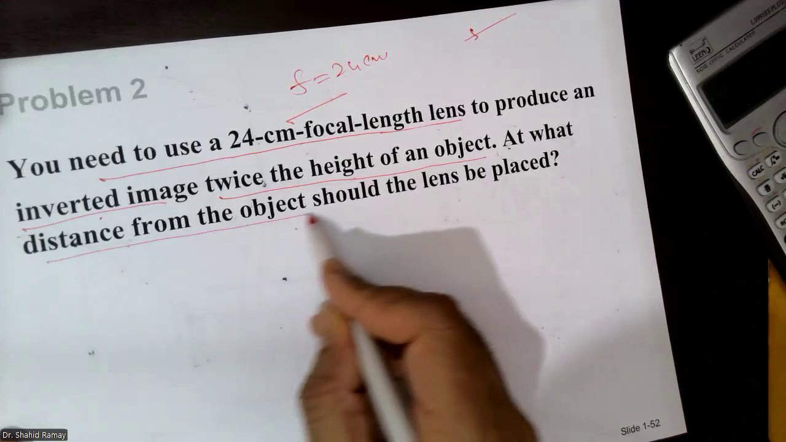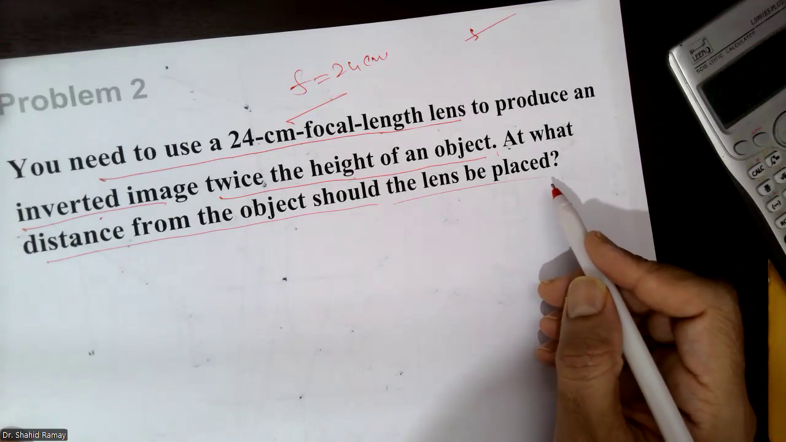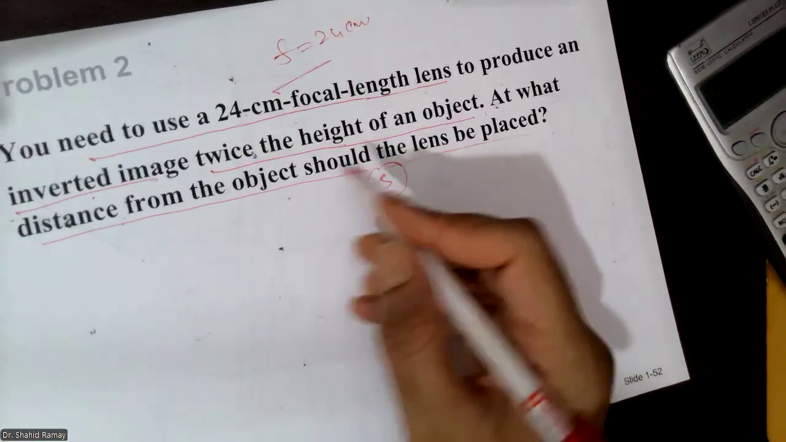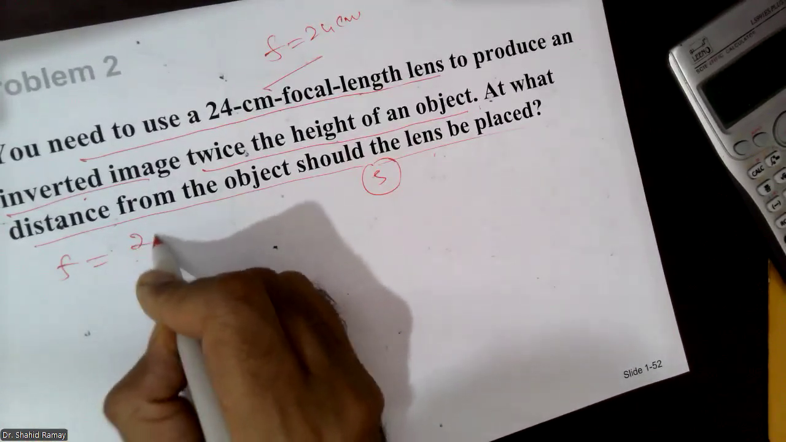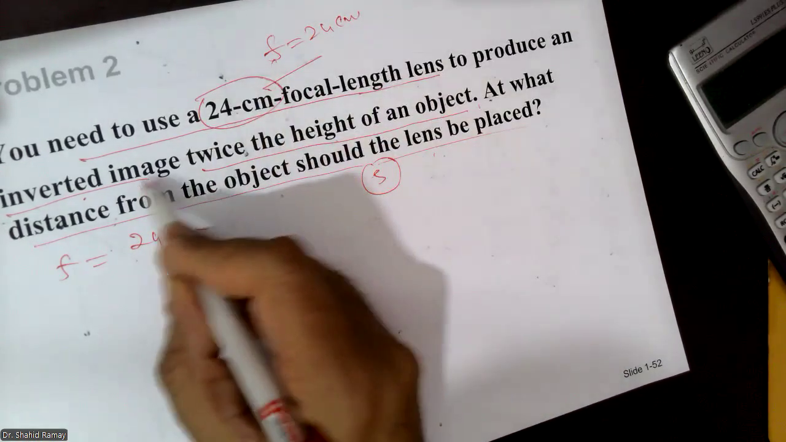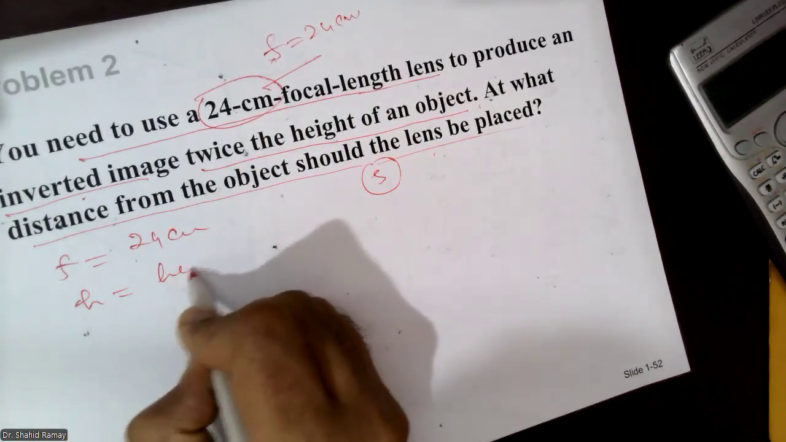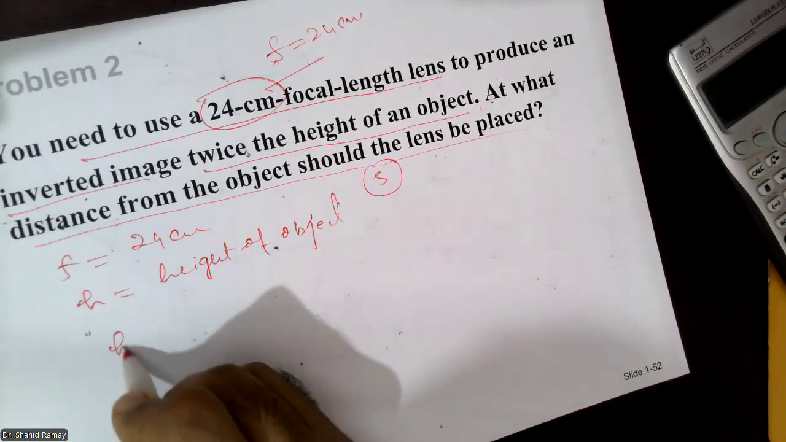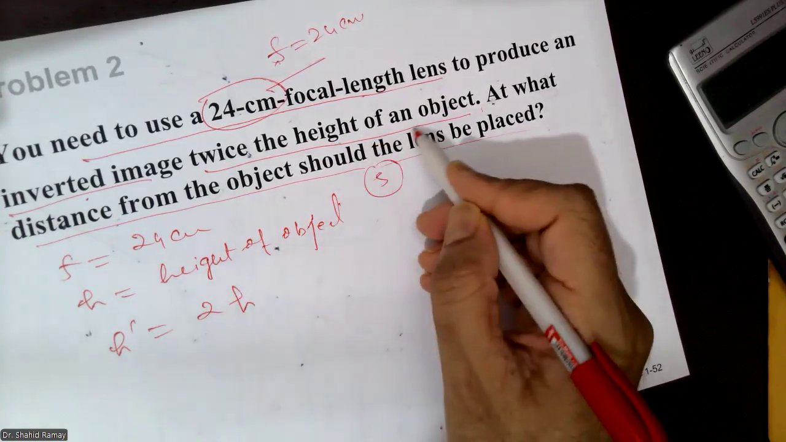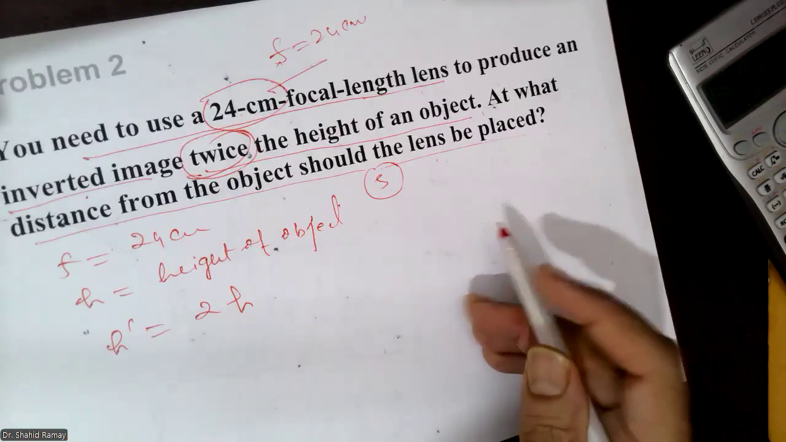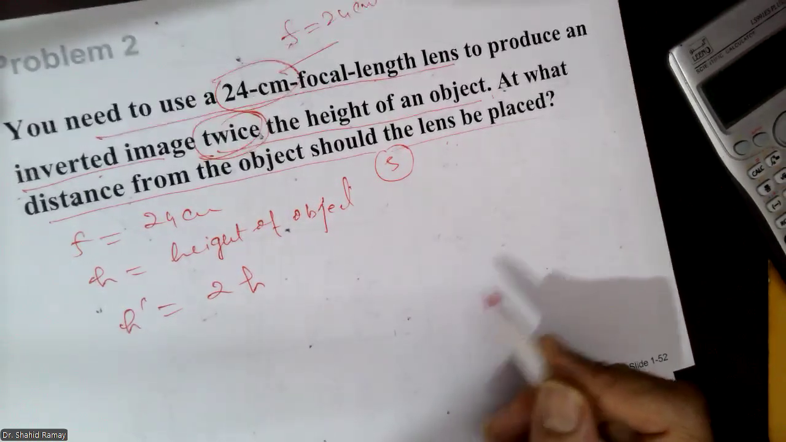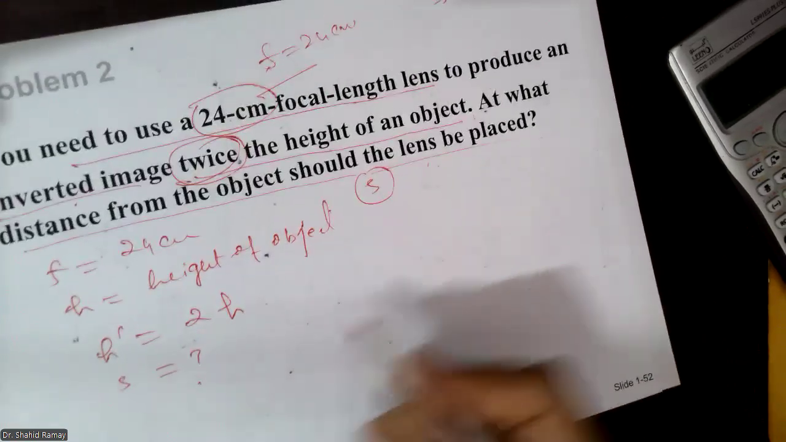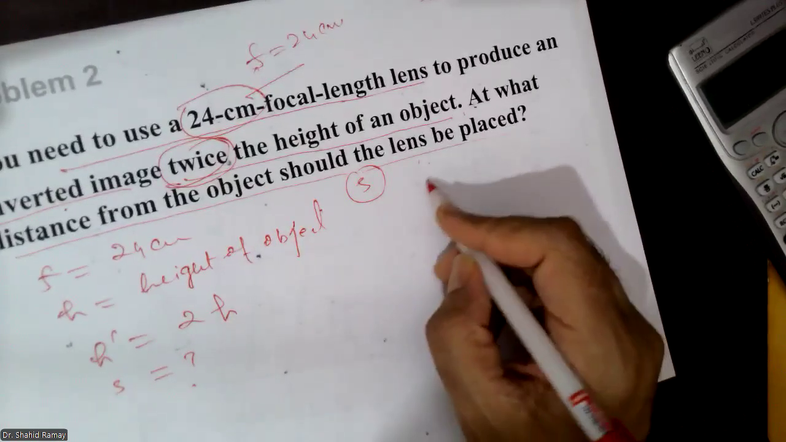So what will the distance of the object from the lens be? We have to find the s value, okay? So first we write the data. f is equal to 24 centimeter. Here h is the height of the object, and then h dash is equal to 2h. This is given as twice, twice means 2 times. So we have to find the s value. To find the s value, we will take this formula.